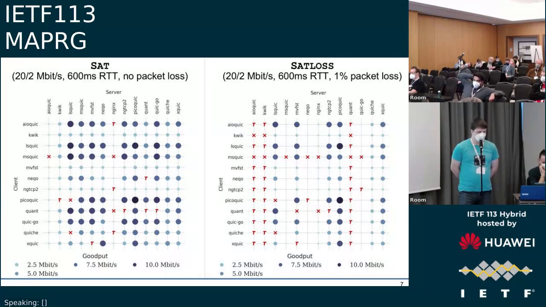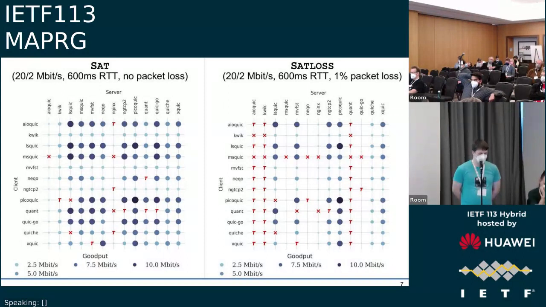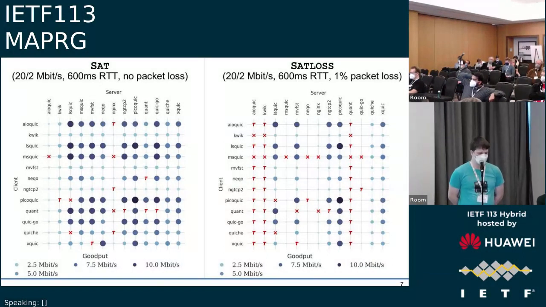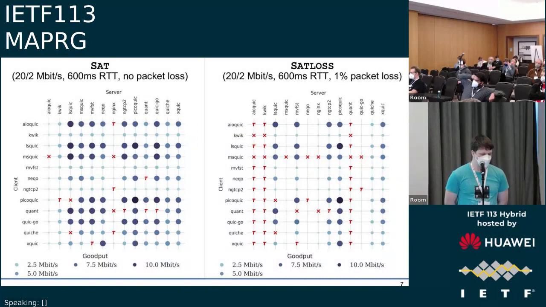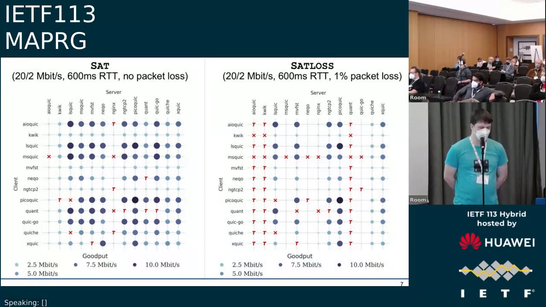The server implementations are shown in the columns, and there you can see that mainly IOQUIC, KWIK, and Nginx are performing rather poorly, whereas the client implementations are shown in the rows, where KWIK, MVFST, to some extent Neqo, and ngtcp2 are not performing that well. In general, we see very mixed results.